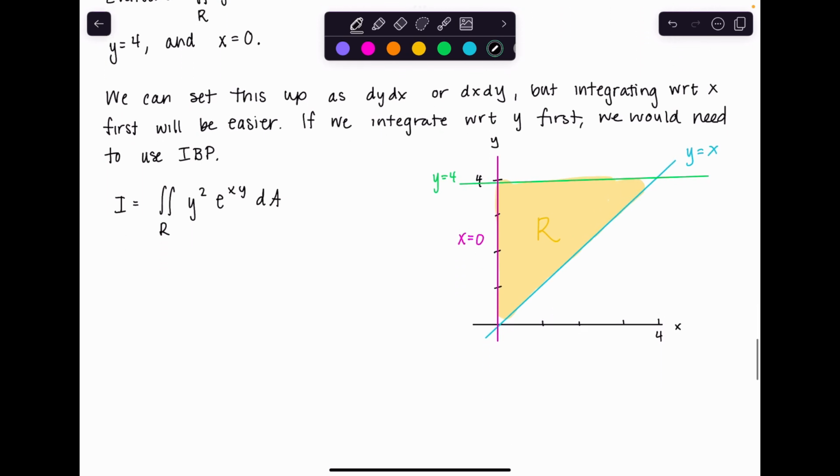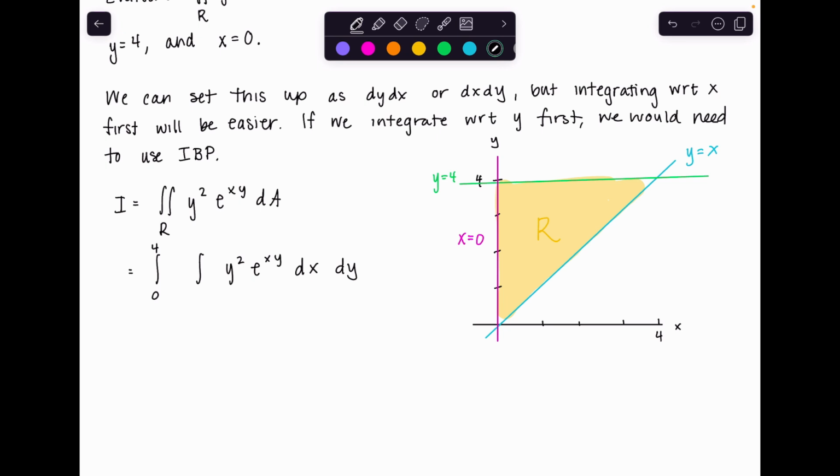Again, we want to integrate with respect to x first. So the outer bound is the easiest. That's the constants y is changing between. So my smallest y value is 0, my biggest y value is 4. So the outermost bounds are from 0 to 4.